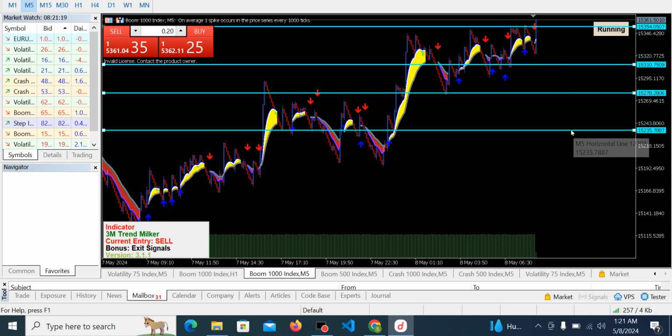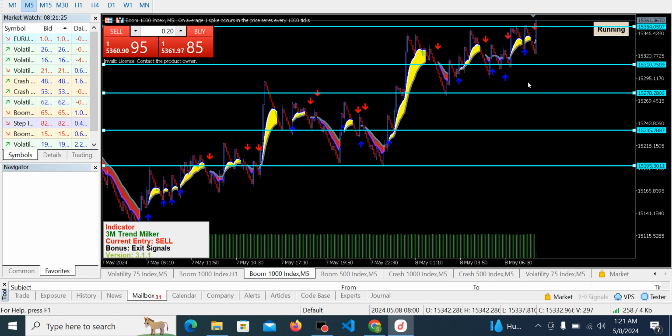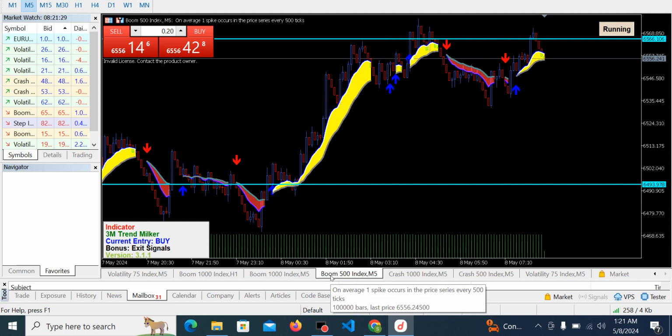Okay, it will start selling, and this is the trend it will take if it starts selling. So we need to be sure of all this. This is very important. Now let's check out Boom 500.